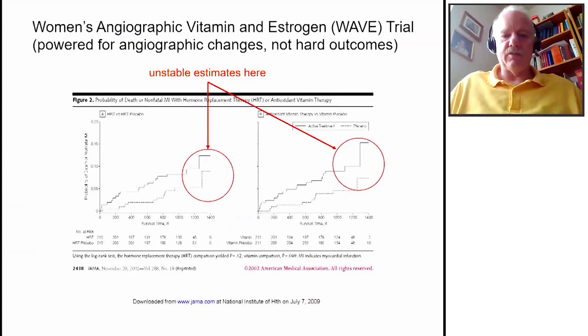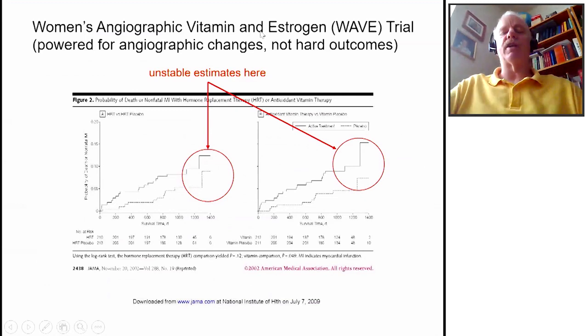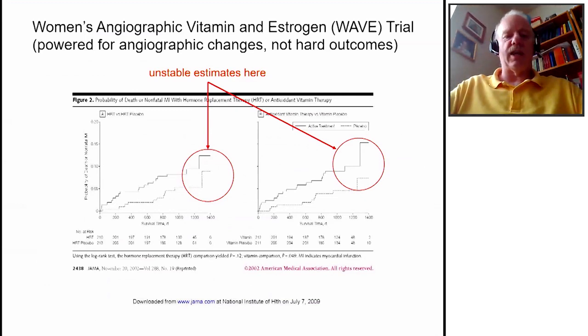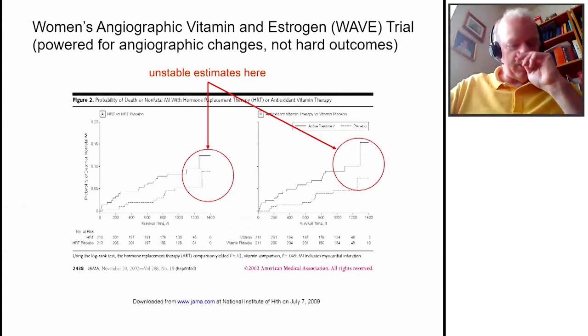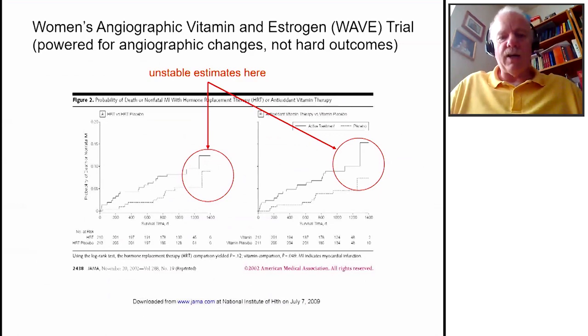And this is an example. Remember I mentioned the WAVE trial, the Women's Angiographic Vitamin and Estrogen trial, which was really looking at changes in angiogram results. It wasn't really looking at hard outcomes like heart attack or death. But they also did look at those other outcomes. So they did look at time to either death or a non-fatal MI, heart attack. And you could see, even in this trial, hormone replacement therapy versus placebo, it's kind of hard to see, but it shows there was an increased risk of death slash non-fatal heart attack in the group that got the hormone replacement therapy.